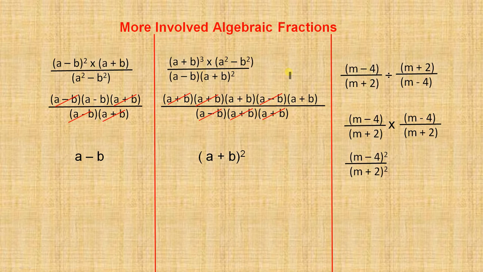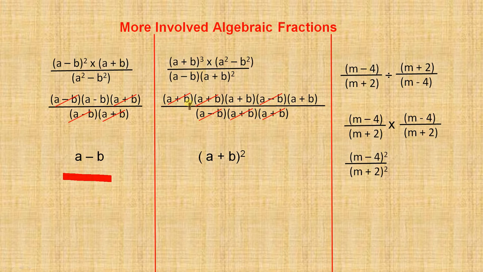These examples here are a little bit more involved, but the principles are the same. A minus b all squared, I've written that down twice. There's the a plus b. A squared minus b squared is the difference of 2 squares. And that's a minus b, a plus b. We cross off a minus b from there and a minus b from there. We cross off a plus b there and a plus b there, and we're left with a minus b. And that's the answer.